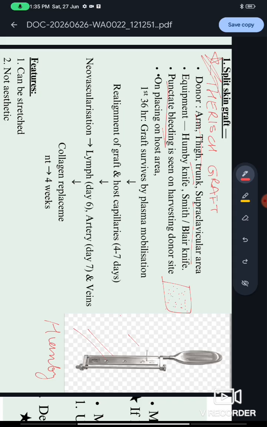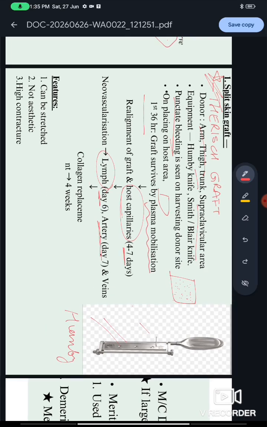Now, on placing the graft to the recipient side, जहाँ पे graft हमें लगाना था, वहाँ पे जब हम उसको लगा देते हैं, तो first 36 hours the graft survives by plasma mobilization. Then capillaries form in 4 to 7 days, lymphatics form on day 6, arteries on day 7.